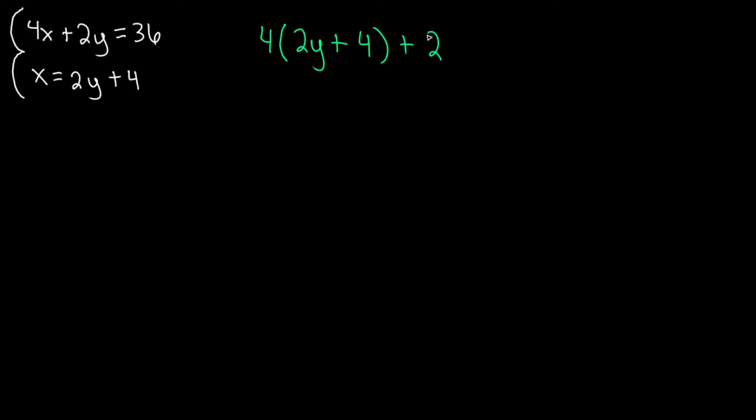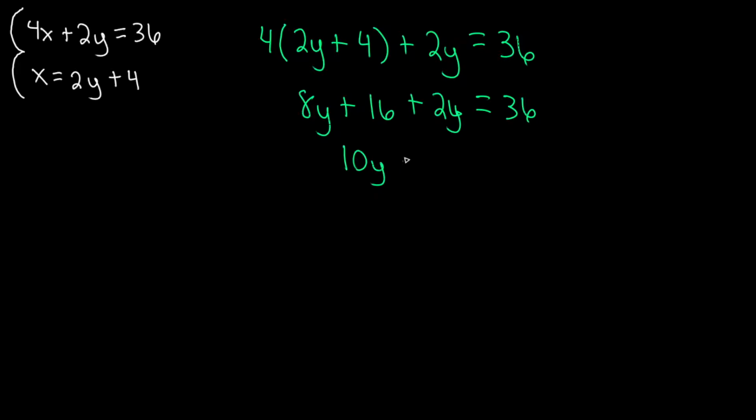plus 2y equals 36. 4 times 2, we have to distribute over here. 4 times 2y is 8y, plus 16, 4 times 4, plus our 2y equals 36. Combine like terms on the left side. 10y plus 16 equals 36.